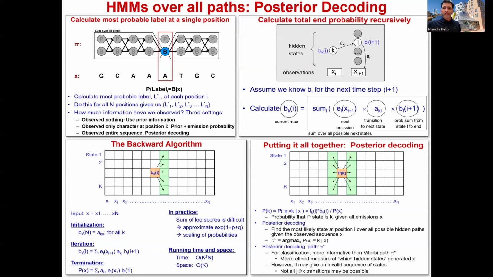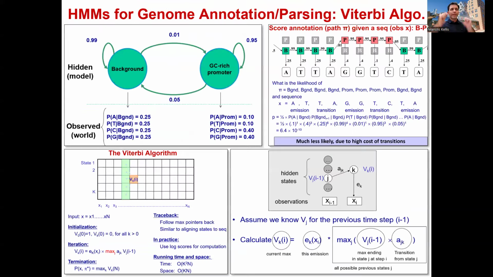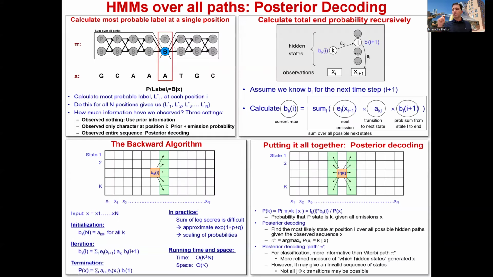So that gives us a different way to parse. The previous way was the best possible single path. This way gives us the best position at a given point summed over all paths. But now the best position at point 522 might be, I don't know, a repeat element, and it's the best hidden state at position 522. And the best hidden state at position 523 might be an enhancer that's super active.